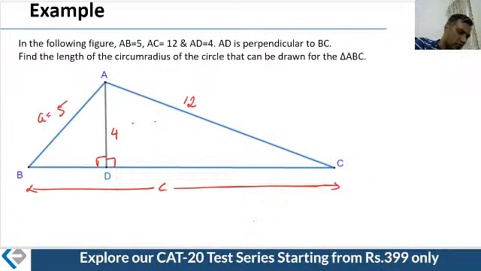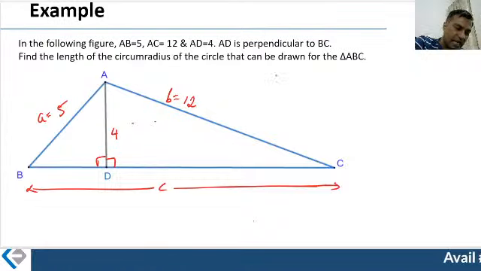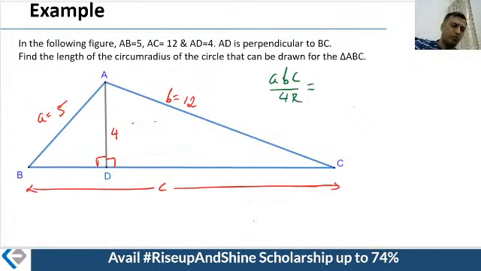Let me call this side A, this side B and this side C. How do you find the area? I told you, I deliberately wanted to do an example on this. Area of a triangle can be written as ABC divided by 4R, isn't it? That's one way to write the area of the triangle. The area can also be written as half base into height.